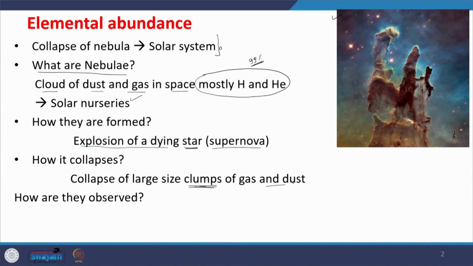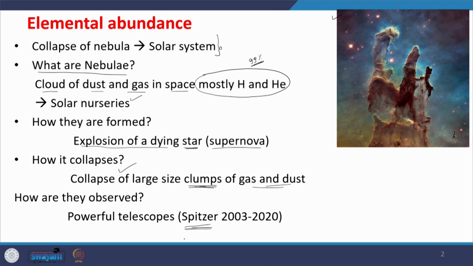Okay? And here when I say clumps, basically clusters of gas and dust, when they become so big, they will collapse, and that is how they become the reason for the formation of the solar system. And how can one observe the nebula? Of course, by using powerful telescopes. For example, the Spitzer Space Telescope, which was launched in 2003 by NASA and retired in 2020. It has given a large number of photographs from the universe, and this has played a very important role in observing the nebula which are present between the two stars.